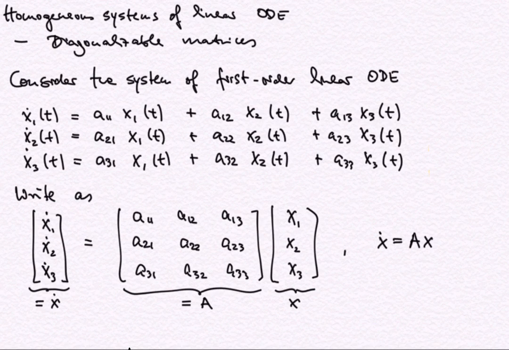Welcome back to my series of videos on mathematics for economists. In this video, I'm going to talk about homogeneous systems of linear ordinary differential equations. And I'm going to just focus on the case of diagonalizable matrices. This will make sense as we go along.